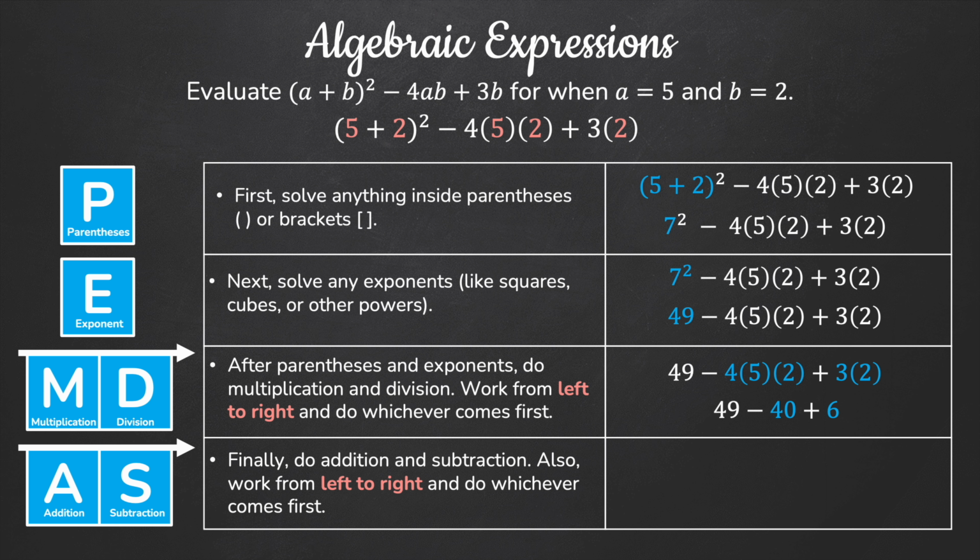Finally, we have addition and subtraction. So just like multiplication and division, we're going to do whichever one comes first from left to right. And in this case, we have subtraction first. So 49 minus 40 is equal to 9, and 9 plus 6 is equal to 15. So our final answer is 15.